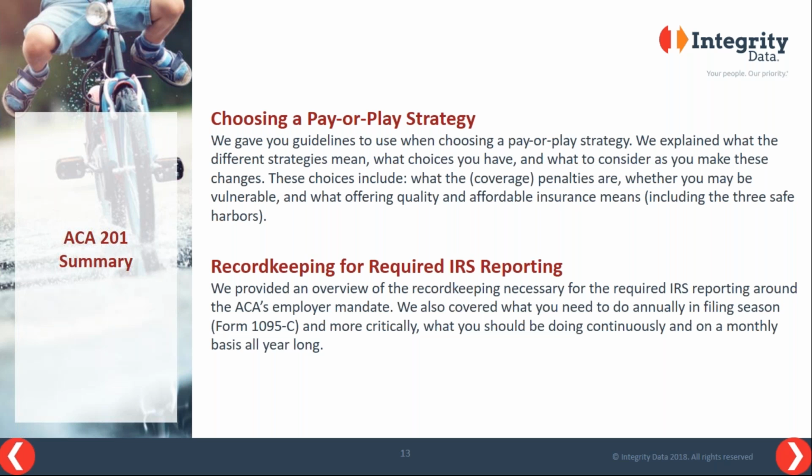And then lastly today, we covered record keeping for required IRS reporting. We provided an overview of the record keeping necessary for the required IRS reporting around the ACA employer mandate. We also covered what you need to do annually in filing season, Form 1095-C, and more critically, what you should be doing continuously on a monthly basis all year round.